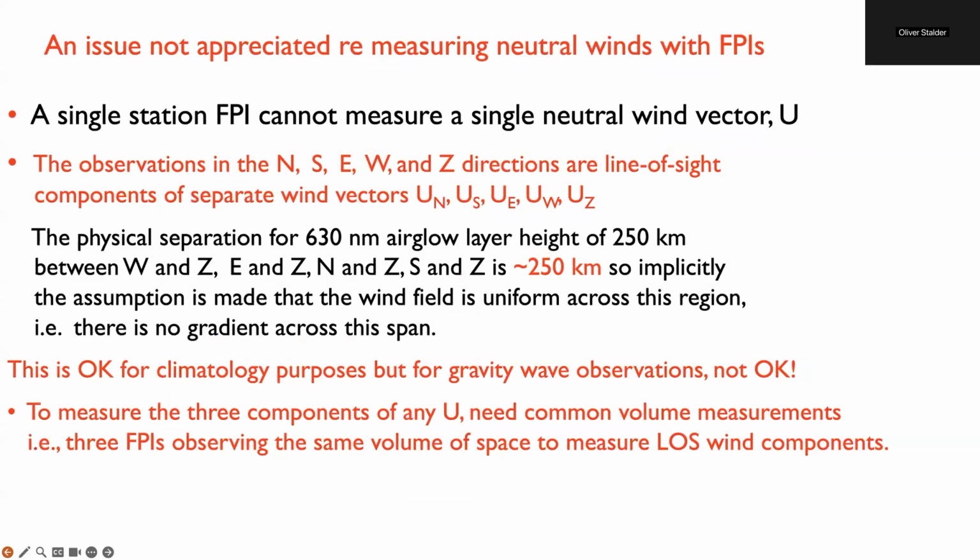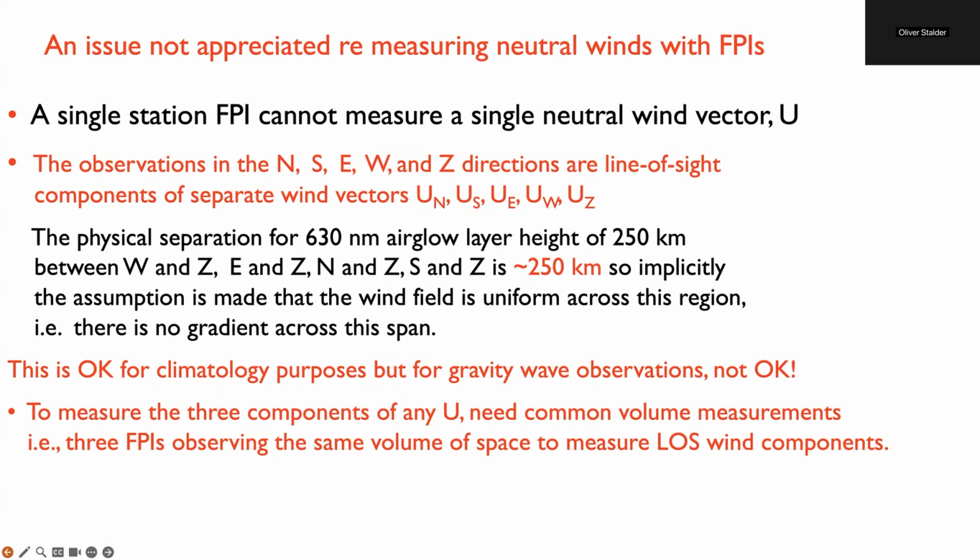So an issue not appreciated in discussing neutral wind measurements obtained with a Fabry-Pérot is that a single station Fabry-Pérot cannot measure a single neutral wind vector U. The observations in the north, south, east, west and zenith directions are all line of sight components of separate wind vectors, one for each of those directions. The north and south directions are separated by 500 kilometers because of the height being at 250 kilometers, and usually we use a zenith angle of 45 degrees. So the separation is about 500 kilometers.